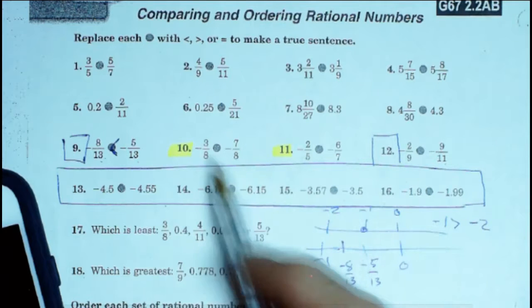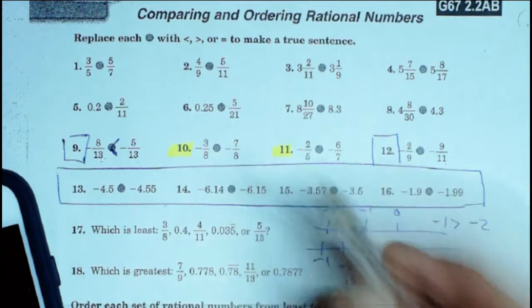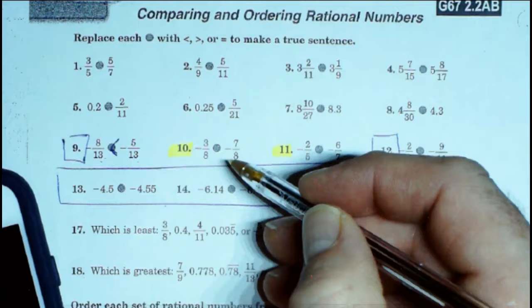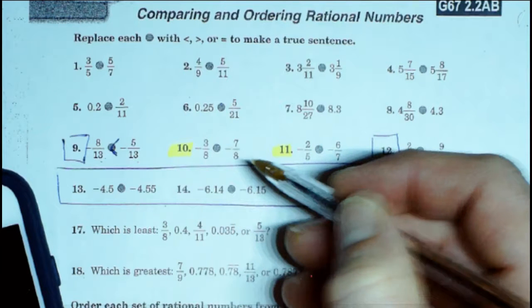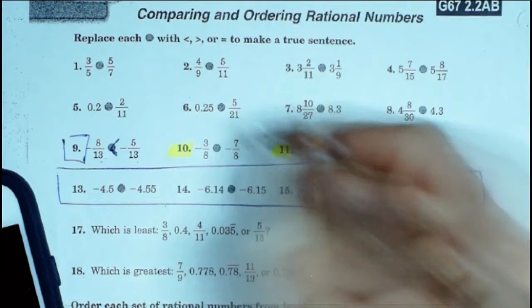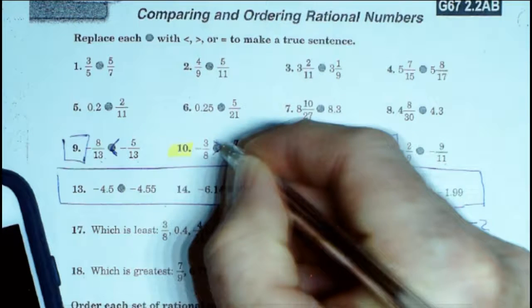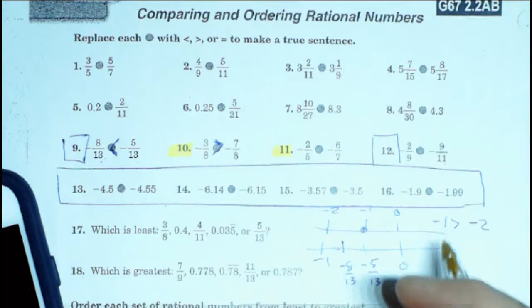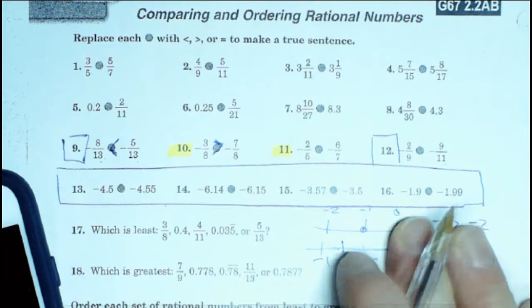All right, this one here, this is the same thing. We've got negative 3/8 and negative 7/8. Which one is closer to 0? The one that's closer to 0 is going to be larger. Well, 3/8 is closer to 0. I know it's kind of opposite of what we've been doing. We've always been working with positive numbers. Things work differently on the dark side of 0.